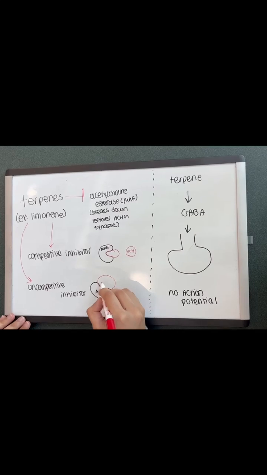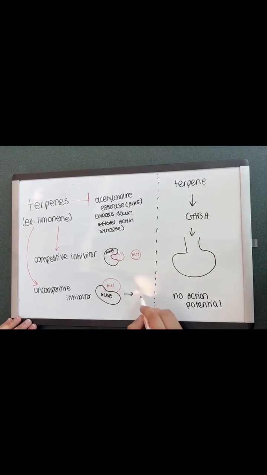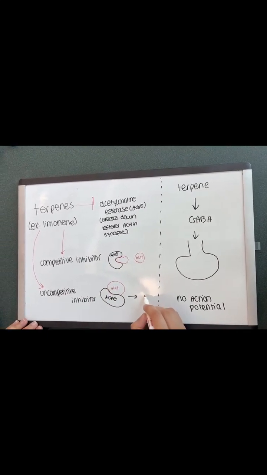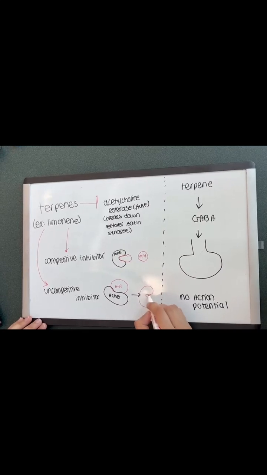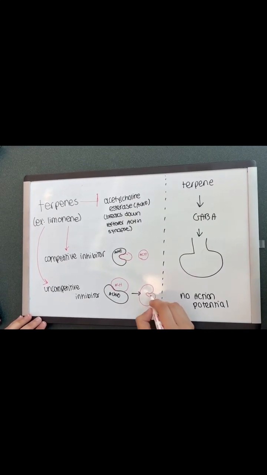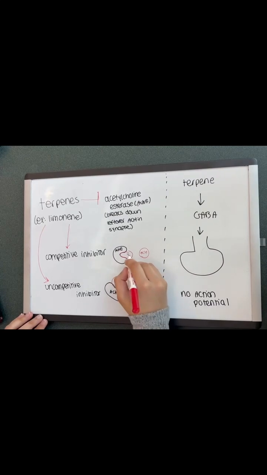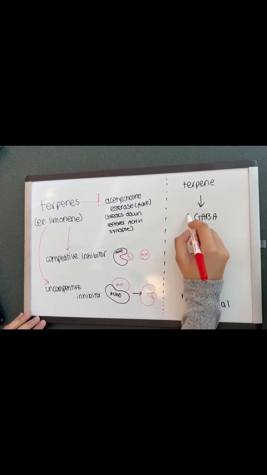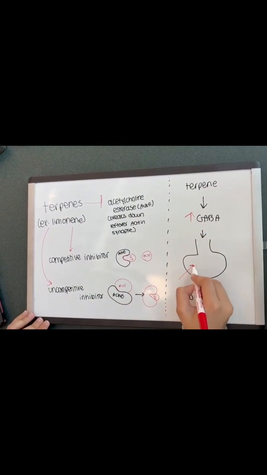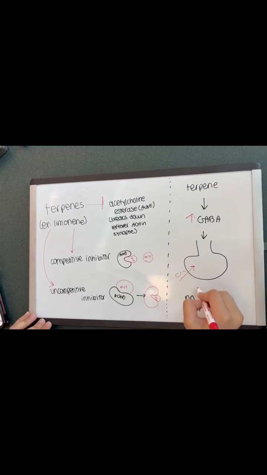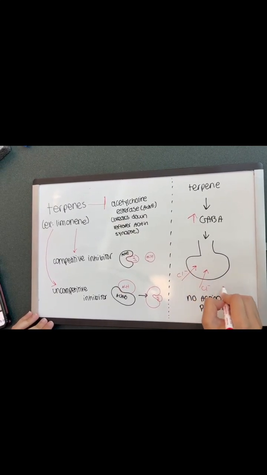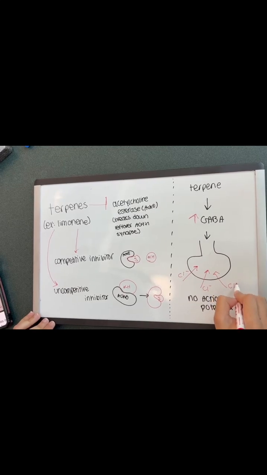Competitive inhibitors in terpenes will bind to the acetylcholine esterase and prevent acetylcholine from binding, thus blocking the neuromuscular junction. Uncompetitive inhibitors will bind to the enzyme when it is bound to the substrate to allosterically alter its shape and prevent product formation. Terpenes can also act to increase the inhibitory neurotransmitter GABA by allowing more influx of chlorine into neurons, which can prevent action potentials.